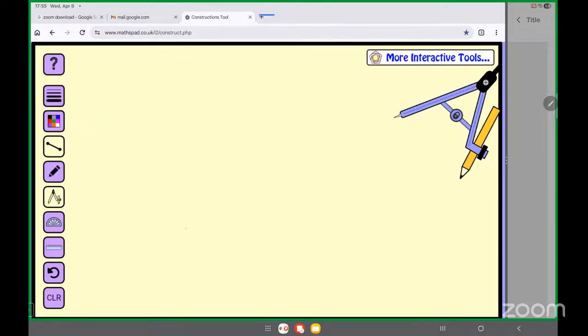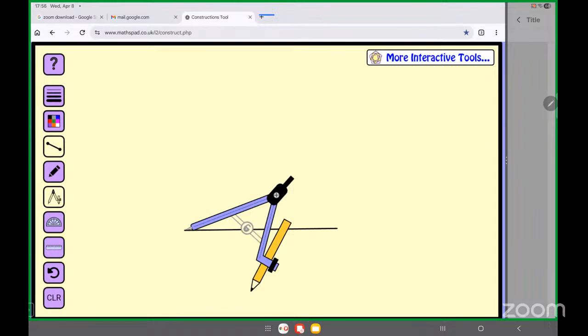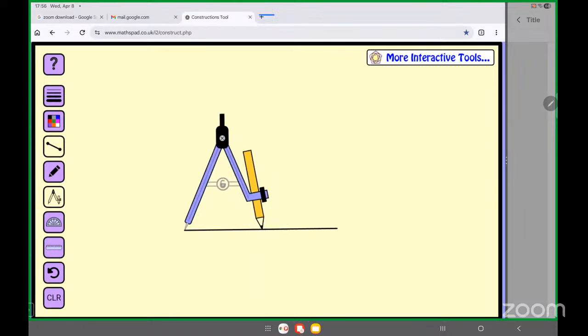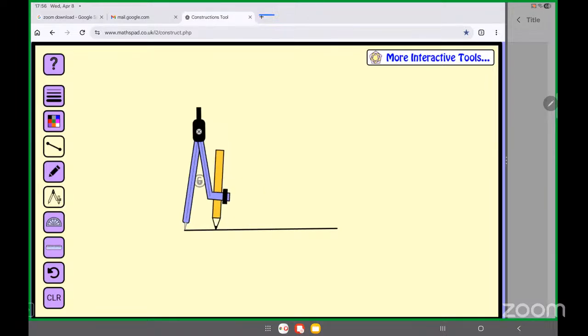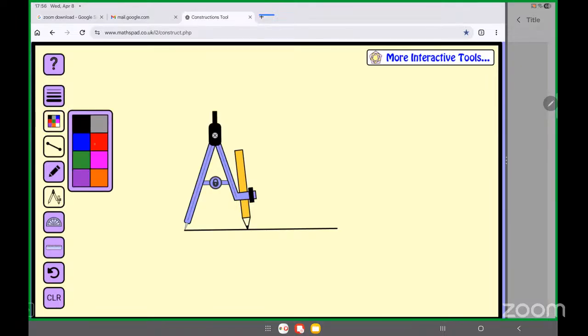So if I have a line down here, and I want to construct a 60 degree from one end, you're going to open the compass a reasonable length. You don't want it too close, you don't want it too wide. It's a nice, comfortable length. And then you lock it. You're not going to change it again.